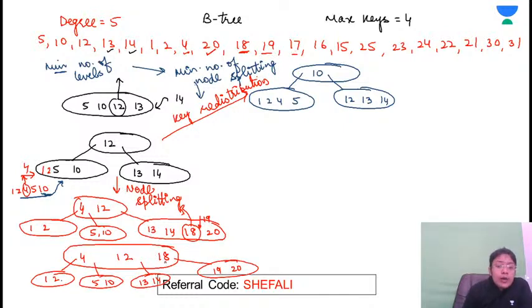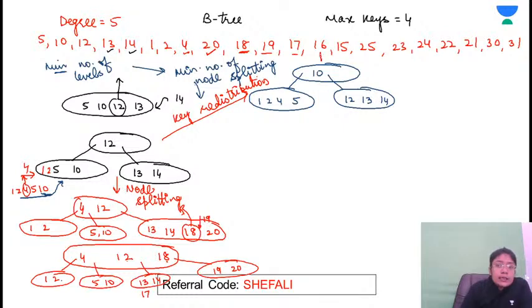17 will be added where? 17 will go to the right of 12 and left of 18, because 17 is greater than 12, so go to right side, but 17 is smaller than 18, so left. So in this case you have to add this node. Next element. दोनों में difference अभी clear होगा. Let us add few more elements.